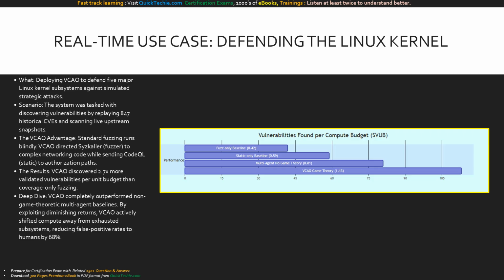But VCAO, utilizing rigorous Stackelberg game theory, dominates the field with a score of 1.13. It is vastly more efficient, proving that throwing uncoordinated AI at a problem is insufficient. Mathematical orchestration is the ultimate force multiplier.